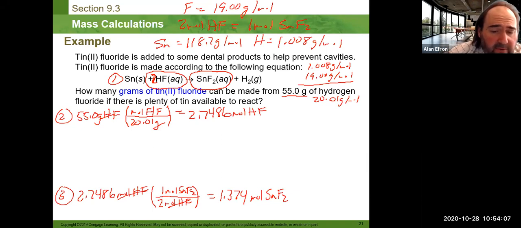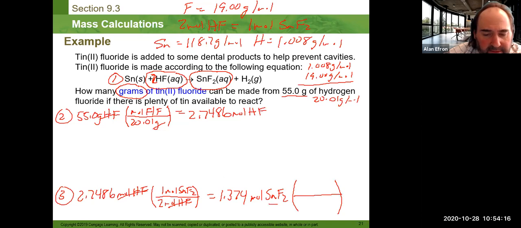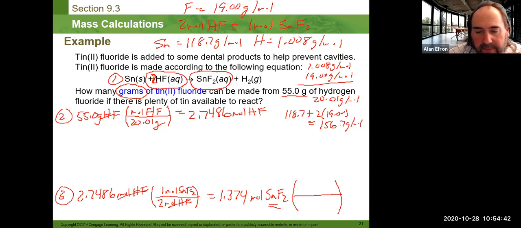Here we are looking for grams, so we do need to do step number 4, and that would be using the molar mass. We've got to remember that we did convert into SnF2, so we want the molar mass of that. We got 1 Sn at 118.7 plus our 2 fluorines, and that's going to give us something like 156.7 grams per mole. That will be our last little piece here, 156.7 grams up on top, moles on the bottom.